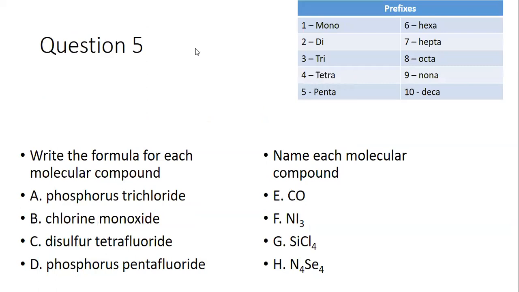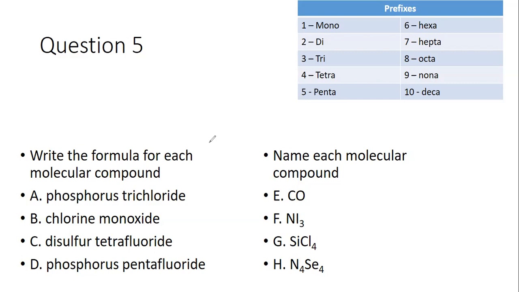So let's do some naming here. So here I give you the names for the first one, and for the other ones I give you the compounds and I want the names. So some more practice. I will do the first one. Phosphorus trichloride. So phosphorus and phosphate are different. Phosphate is PO4. Phosphorus is the element.